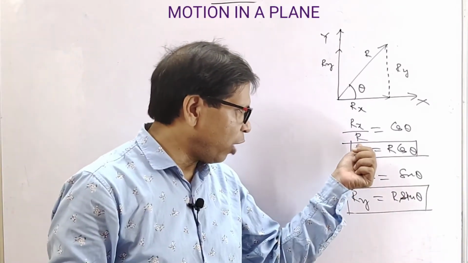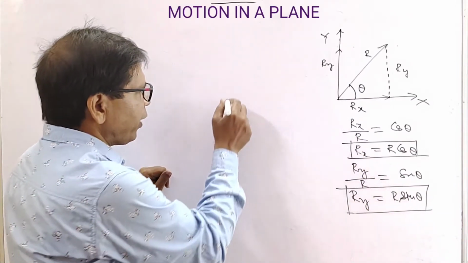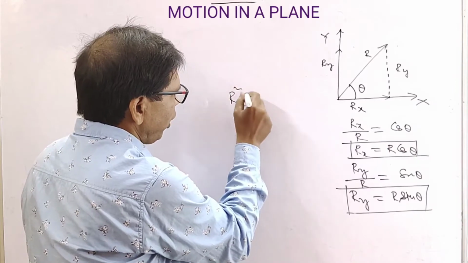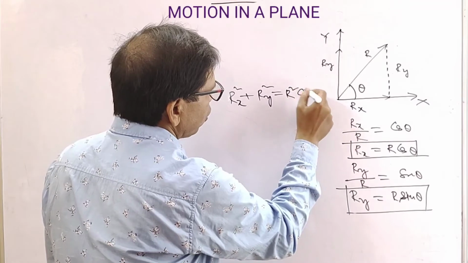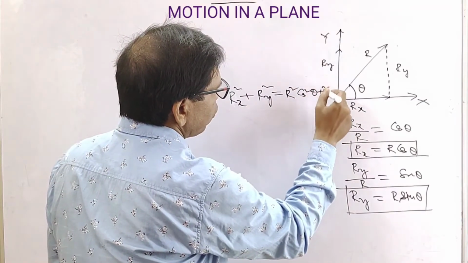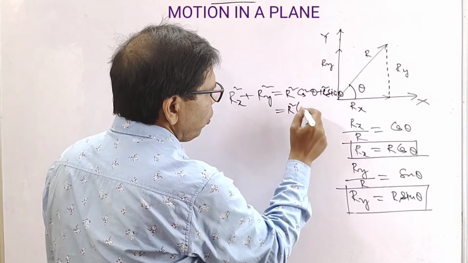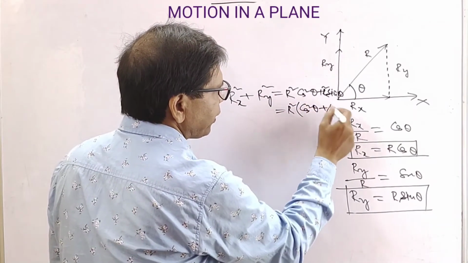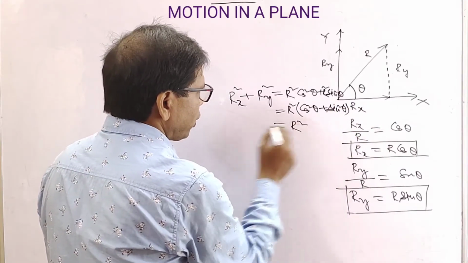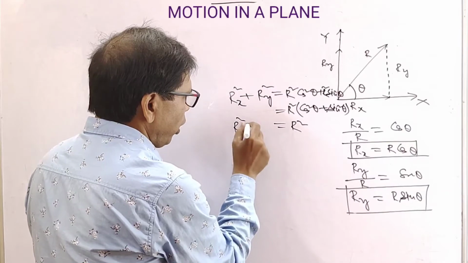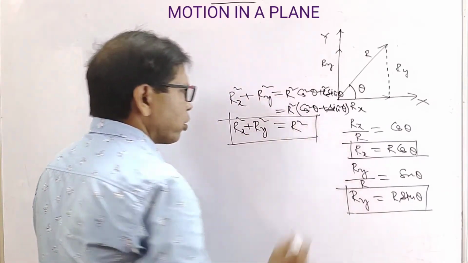Okay, now we have to calculate the relation between Rx and Ry. Look at this, Rx square plus Ry square is R square cos square theta plus R square sin square theta. Now R square is common, so cos square theta plus sin square theta equals 1, so this is R square. Therefore Rx square plus Ry square is equal to R square.